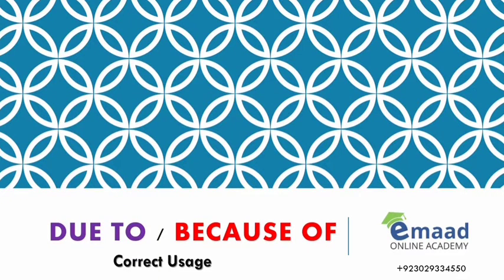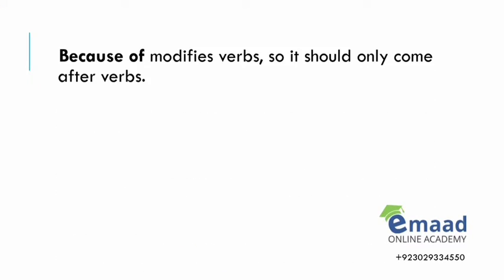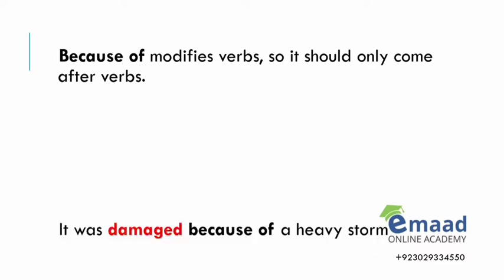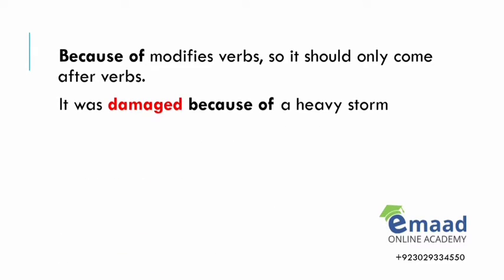Let's learn the correct usage for these two expressions, due to and because of. With both these expressions we express the reason, but there is a bit of difference. Because of modifies verbs, so it should only come after verbs. When we want to describe a verb, that this verb was due to this reason, then we use because of. Like, it was damaged because of a heavy storm.